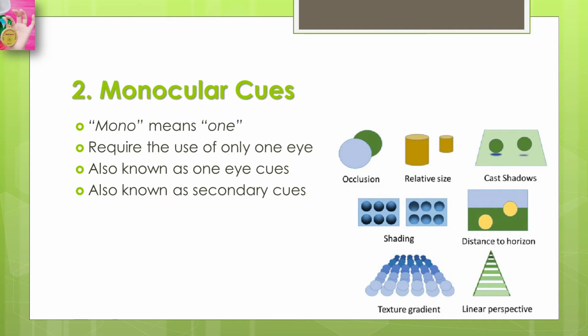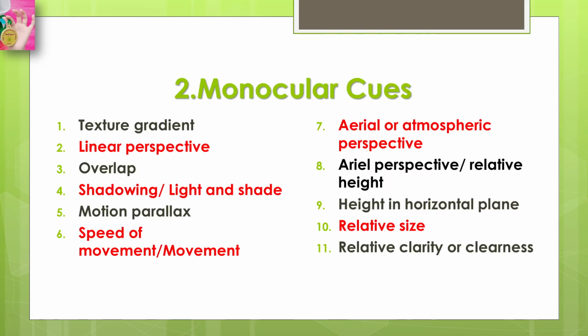Now, this means that there are other sources of depth information, and these are called monocular cues for depth. And these include some other terms which we'll be discussing in this video. Now, let's discuss some terms that come under the topic of monocular cue.